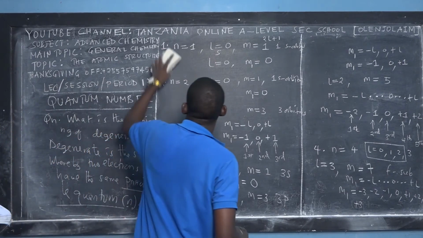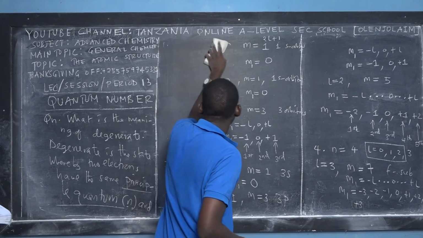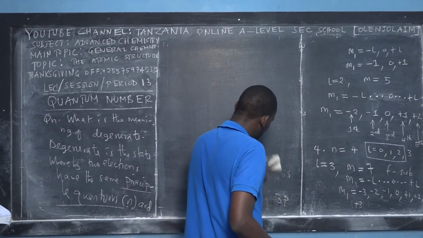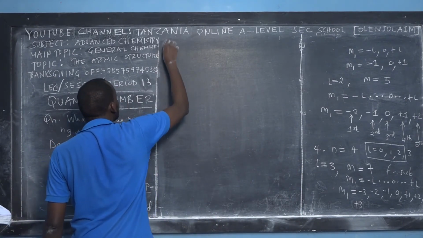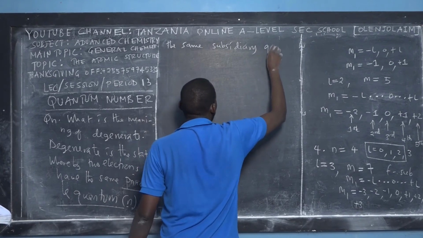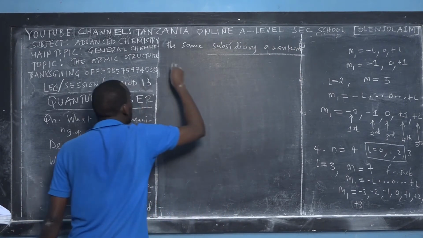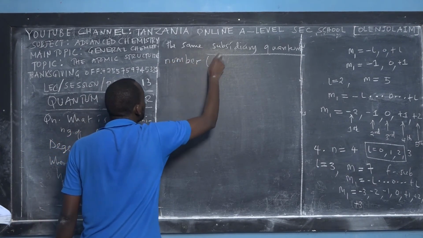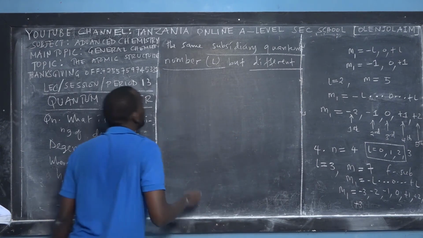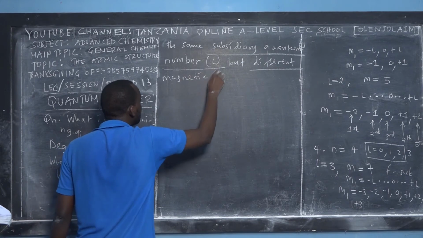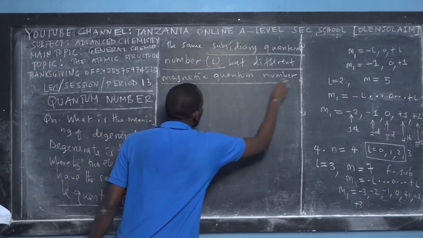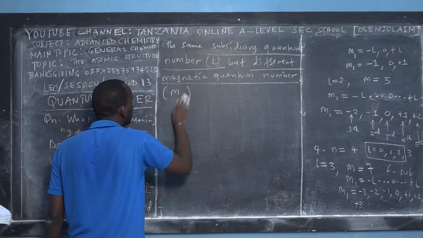and the same subsidiary quantum number, which is L, but different magnetic quantum number, which we call the m_l.